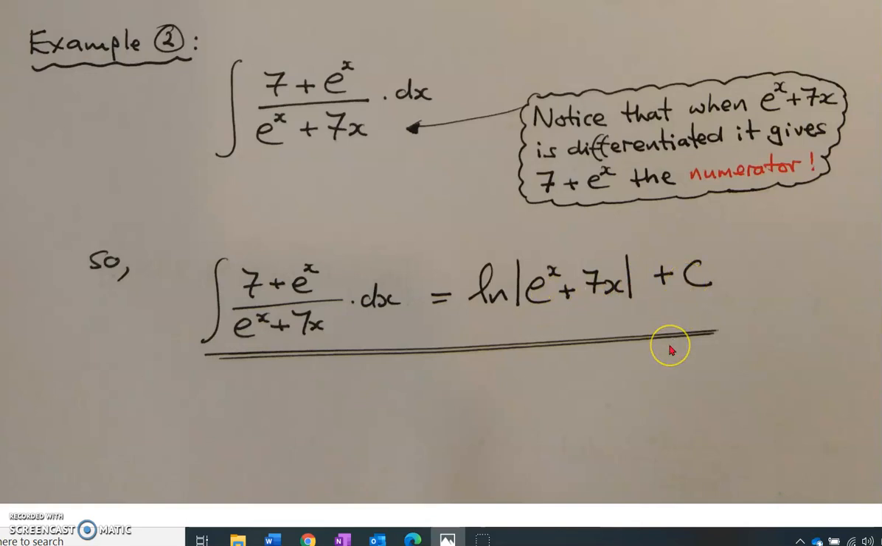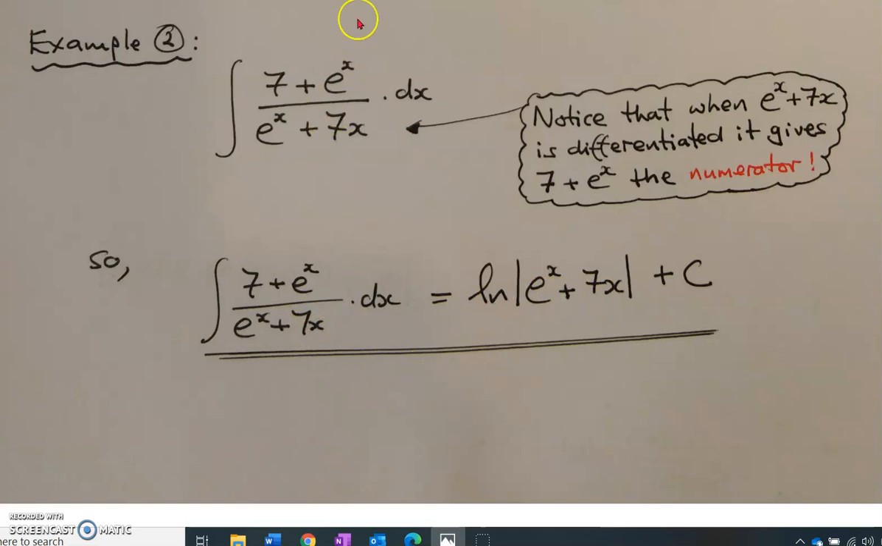All right, now I'm not going to show you any more examples of that because this particular thing is very easy, but you have to be on the lookout for things where the numerator is the exact derivative of the denominator. And if that is the case, then it's always the natural log of the absolute value of the denominator.